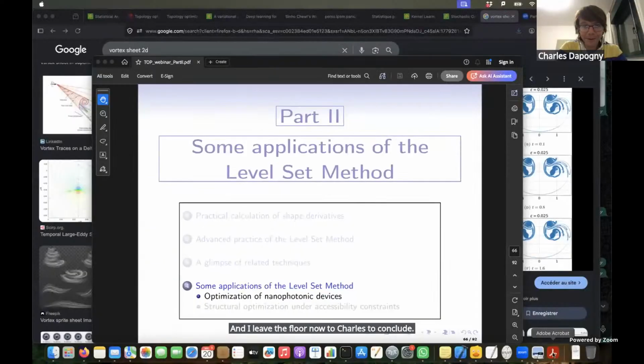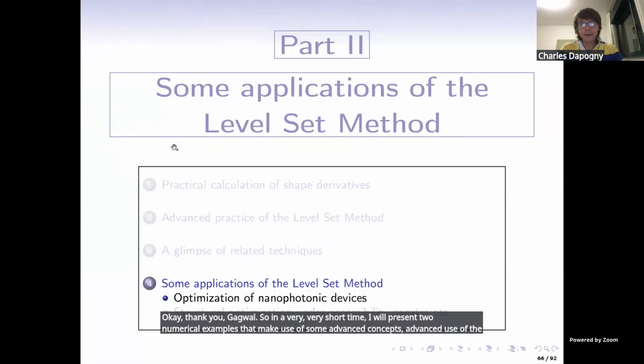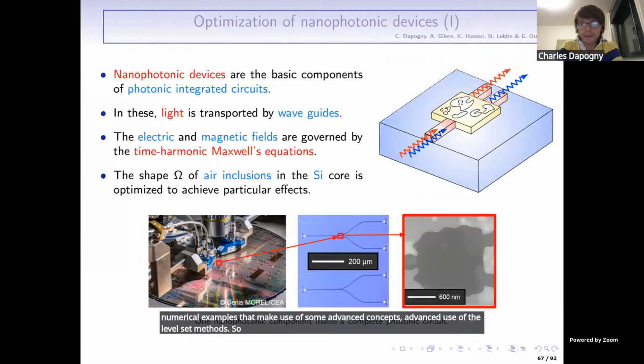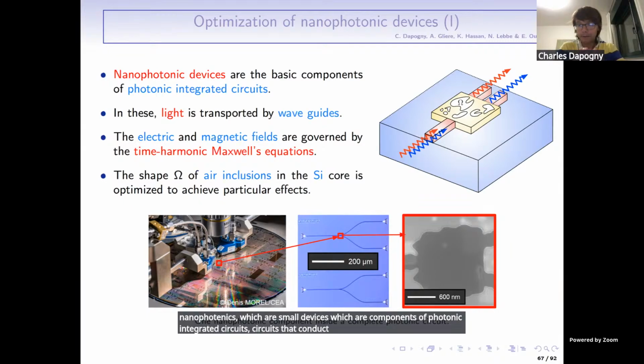Okay, thank you, Grégoire. So in a very, very short time, I will present two numerical examples that make use of some advanced concept, advanced use of the level set methods. So the first one of them arises in the context of nanophotonics. So we consider the optimization of nanophotonics, which are small devices, which are components of photonic integrated circuits that conduct light, considered as a wave. So in such circuits, the light is transported by waveguides.